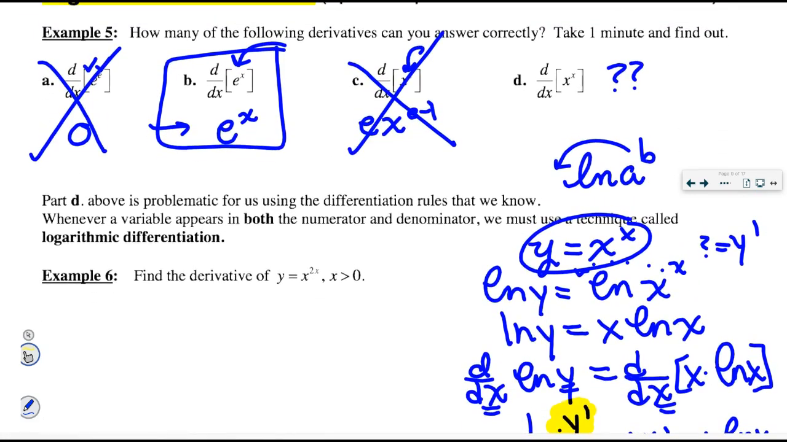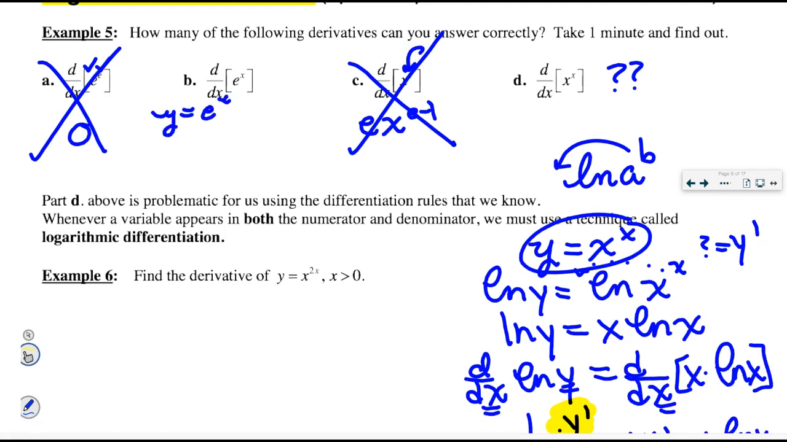So now I said I was going to prove this guy to you. Why is the derivative of e to the x e to the x? Well, let's do this one similarly. Let's let y equal e to the x. Let's take advantage of our natural log properties to natural log both sides, which allows us to bring that exponent out front. The natural log of e is 1. So now I have the natural log of y is equal to x.